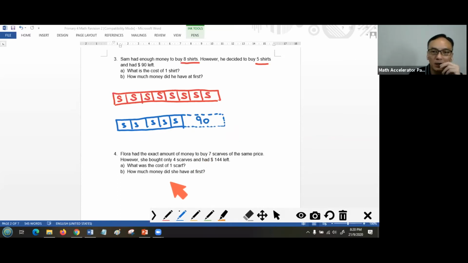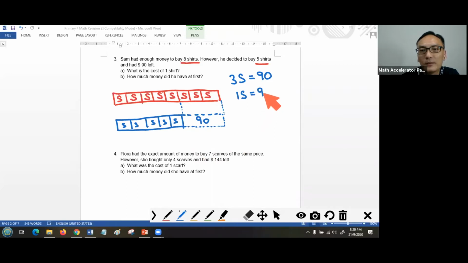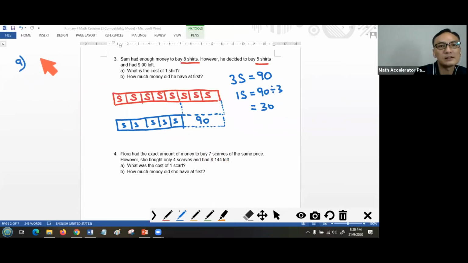So now can you tell me, how do I find it? Are we able to solve this question from here? We can, right? How many shirts is equal to $90? 3. So 3 shirts is equal to $90. So how about 1 shirt? We divide by 3. So we find out that the cost of one shirt is $30.